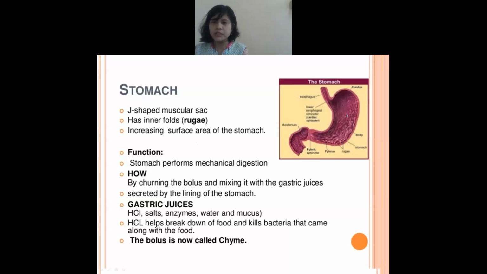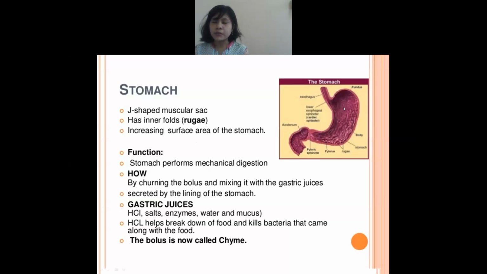As the food bolus or chyme enters the stomach, you will find some gastric juice in it. The gastric juice contains HCl, that is hydrochloric acid. You will also find some salts, some enzymes, some water, and some mucus.